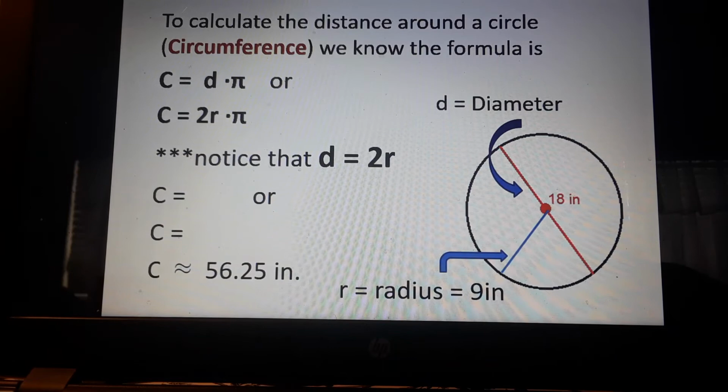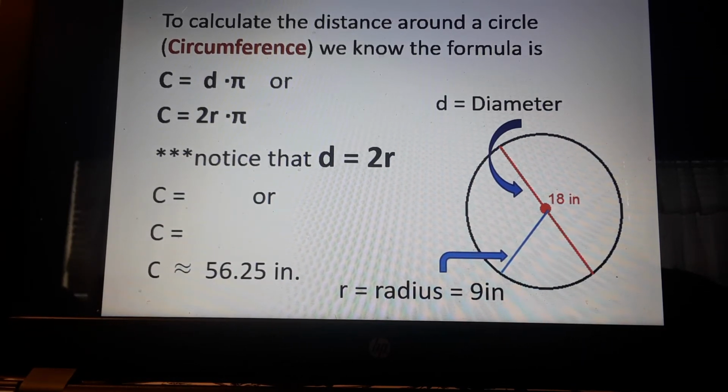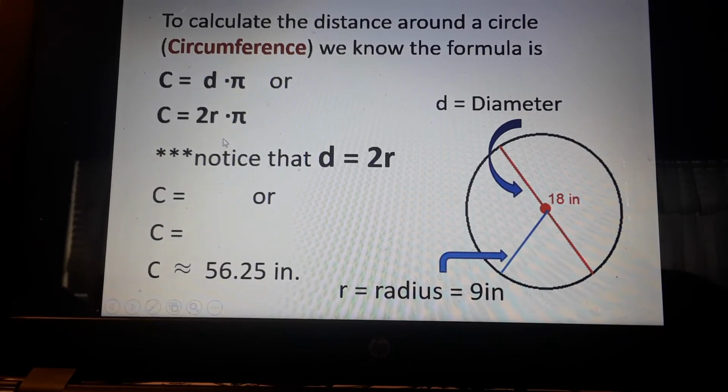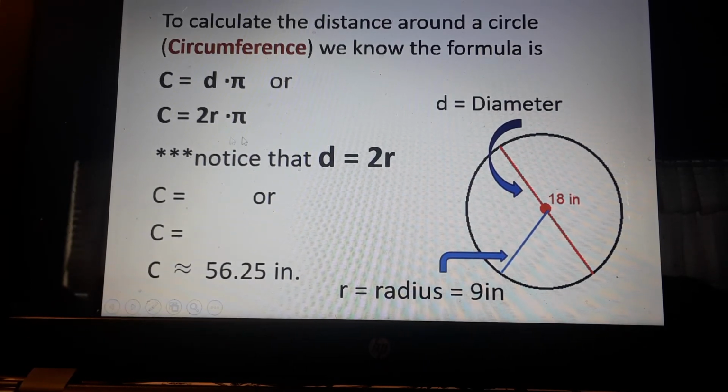So to calculate the distance around a circle, which is called the circumference, we know of a formula. It's pi times diameter, and I like to put the pi after, so diameter times pi. Another way to think of it is 2 times the radius is the same as the diameter. So these are your two formulas here.